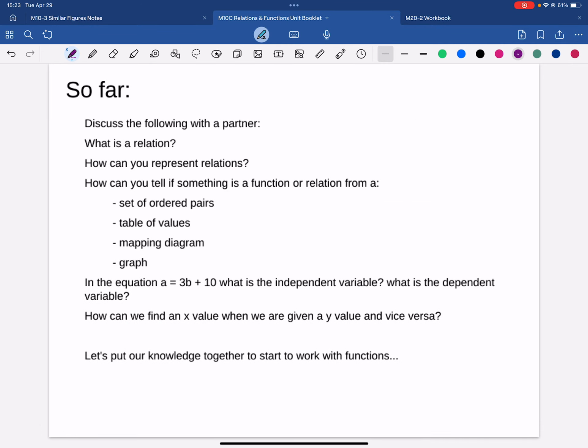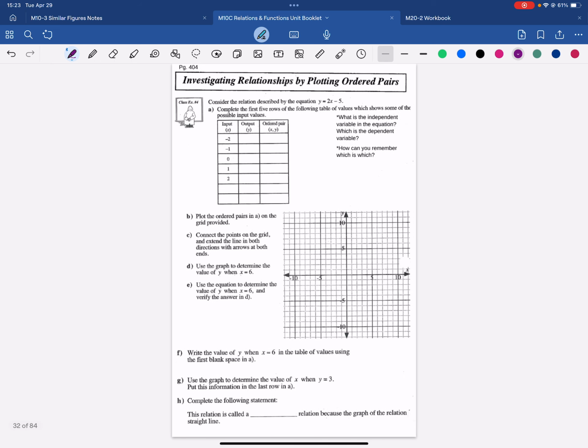Okay, so take a minute and actually talk through this. Pause the video. What is a relation? How can you represent relations? How can you tell if something is a function or a relation in the various forms? In the equation, how would you identify your independent and dependent? And then how can we find an x value when we're given a y value, and vice versa?